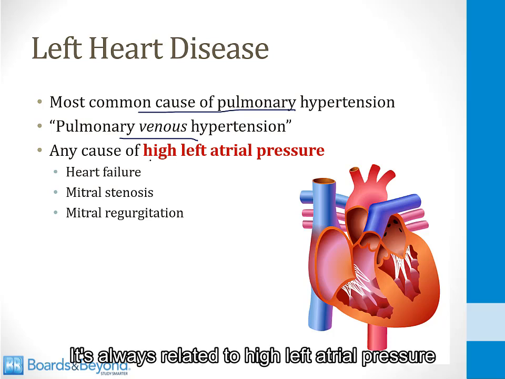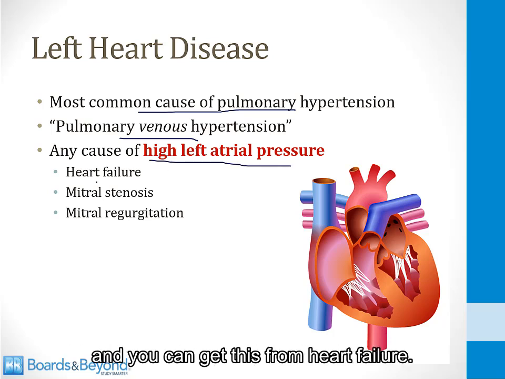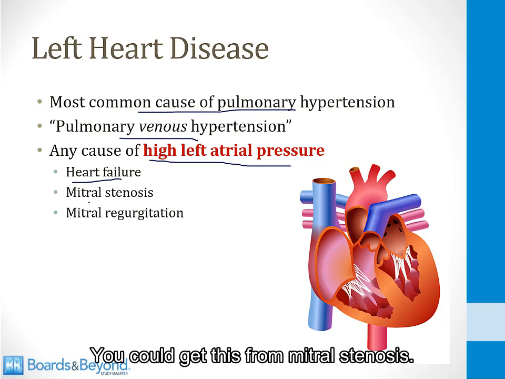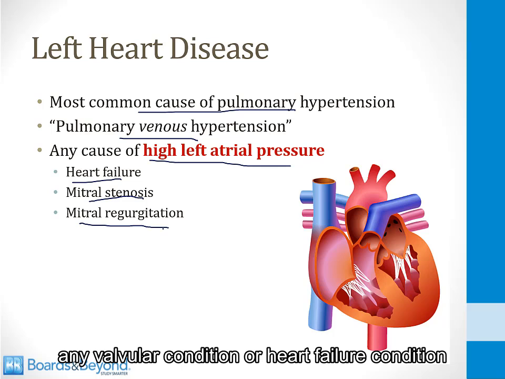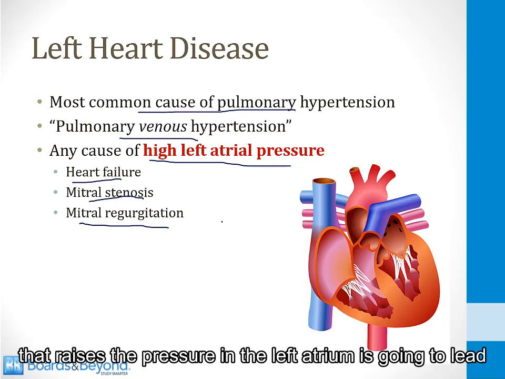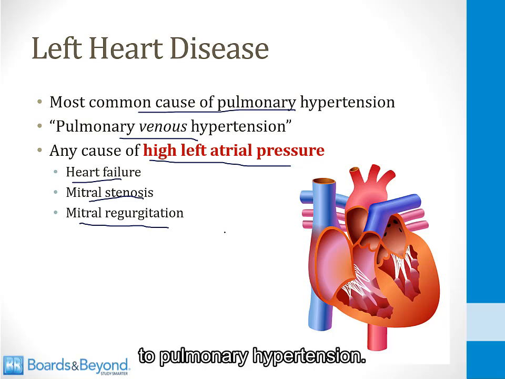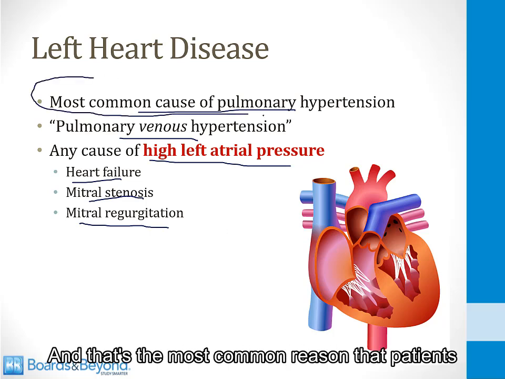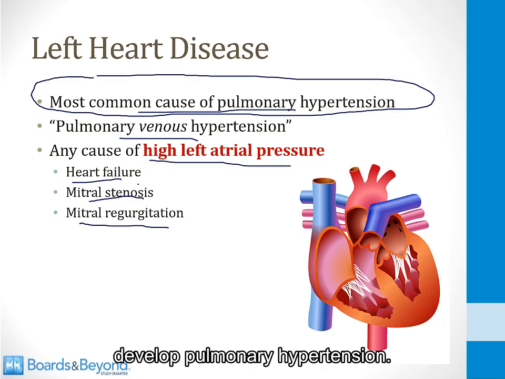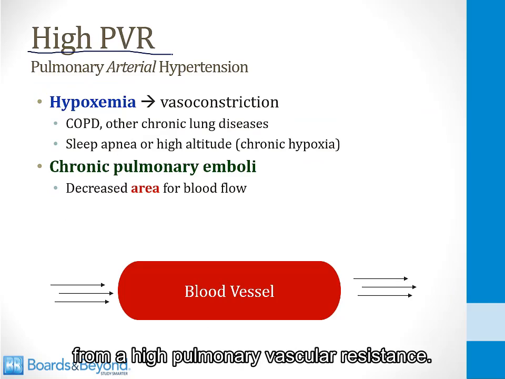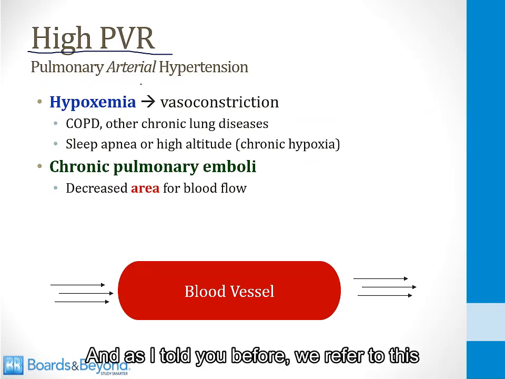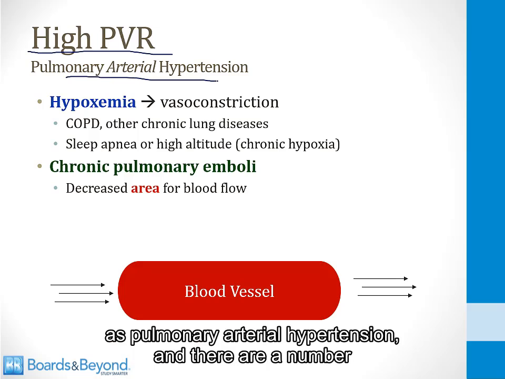It's always related to high left atrial pressure, and you can get this from heart failure, you could get this from mitral stenosis, you could get it from mitral regurgitation. Any valvular condition or heart failure condition that raises the pressure in the left atrium is going to lead to pulmonary hypertension, and that's the most common reason that patients develop pulmonary hypertension. Less commonly, patients develop pulmonary hypertension from a high pulmonary vascular resistance. And as I told you before, we refer to this as pulmonary arterial hypertension.